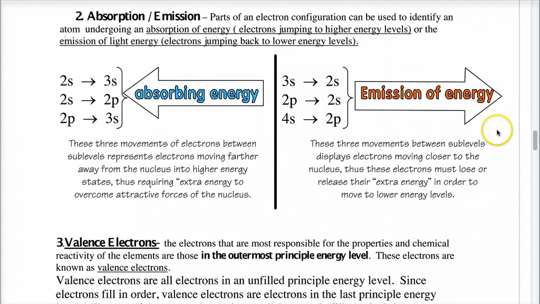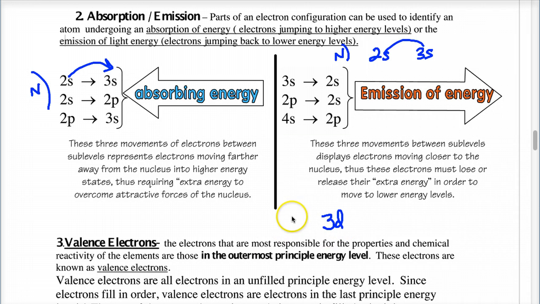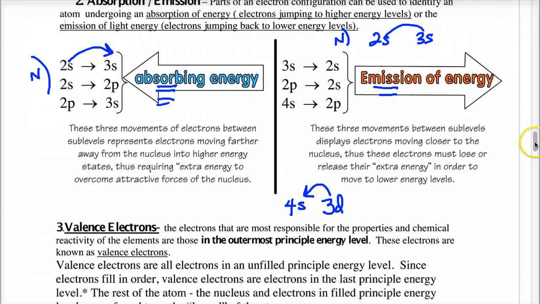Okay, understand that when I talk about emission or absorption, when you're absorbing, you're going away from the nucleus. Here's the nucleus. Emitting means you're going backwards. So a 3s is jumping back to a 2s. Remember, in configurations, the nucleus is in front. Careful with this because of overlapping. You should know that a 3d is farther away than a 4s. So a jump from a 3d to a 4s is emission. So be very careful about whether you're going away from the nucleus or toward it.